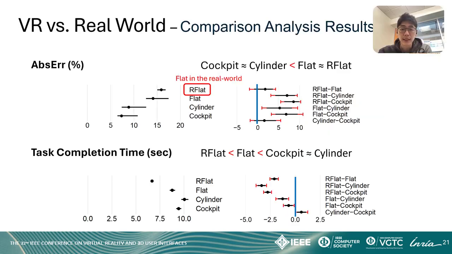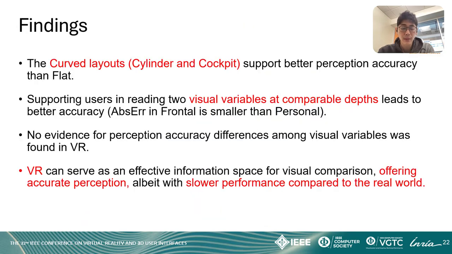And this is the summary of comparative analysis results between our VR study and earlier real-world studies results. The findings indicate a trade-off between absolute error and completion time, with the cylinder and cockpit conditions in VR showing lower absolute error but taking longer than the flat condition in the real world. Our findings from the first study results and participants' feedback are as follows.